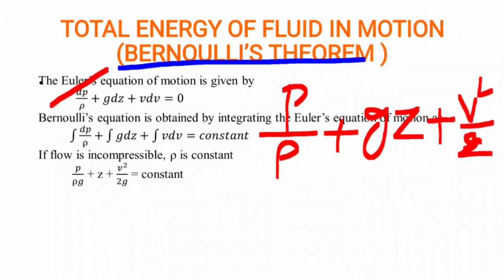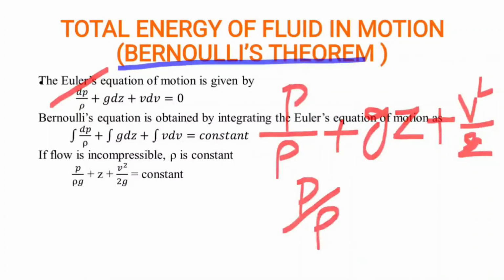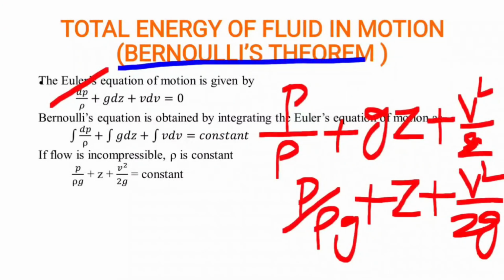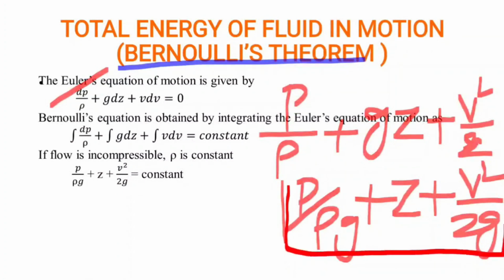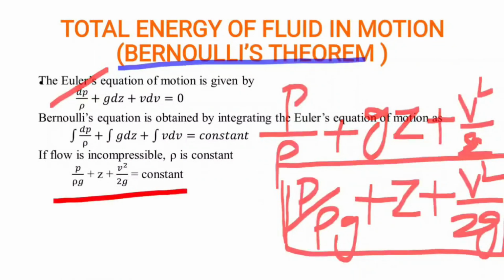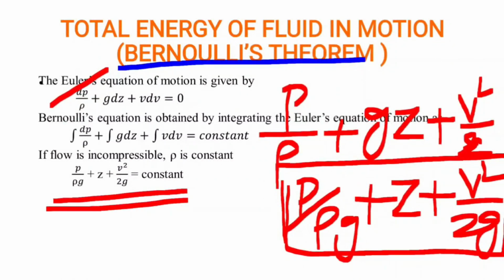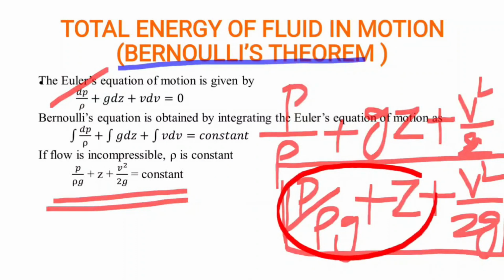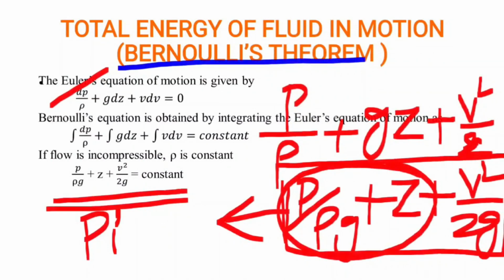ఓకే, నేను సింప్లిఫై చేయడం కోసం నేనేం చేశానంటే g తో అన్నిటిని డివైడ్ చేశాను. సో p/ρg + z + v²/2g. ఇదే Bernoulli's equation కి ఫార్ములా. That is p/ρg + z + v²/2g = constant is the Bernoulli's equation. p/ρg + z is called as piezometric head.